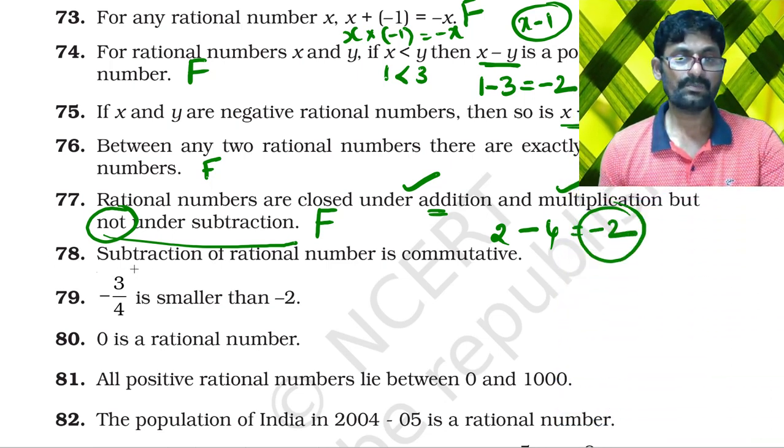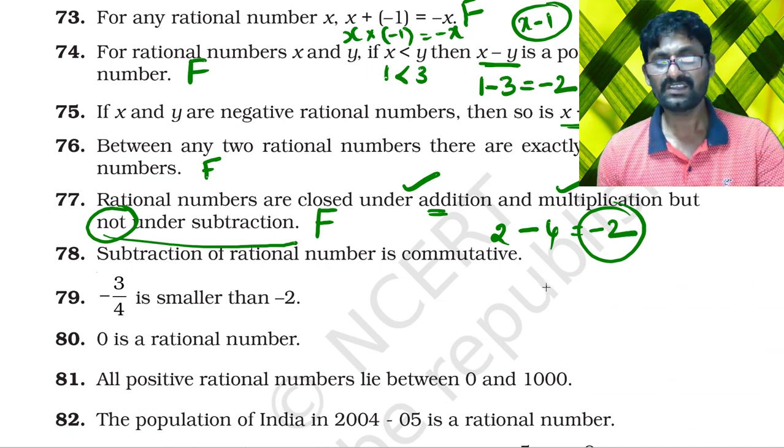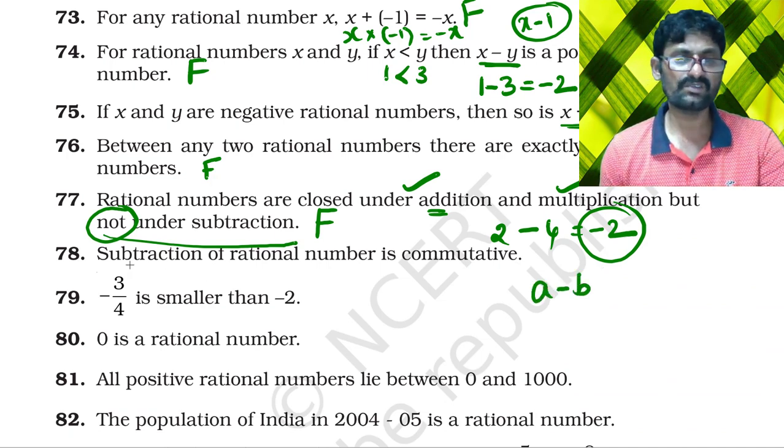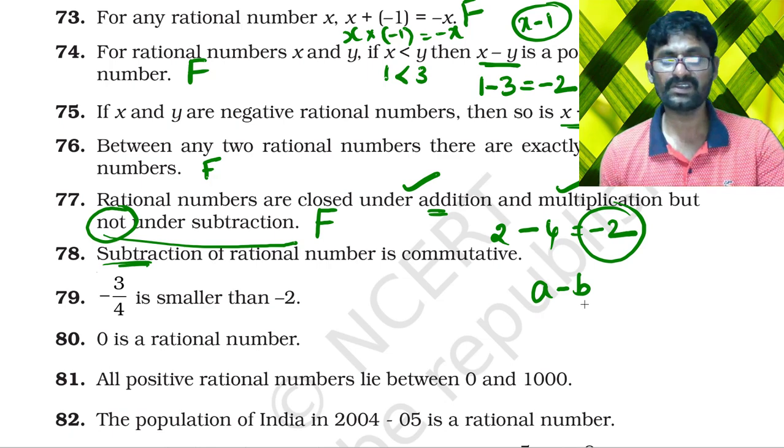78th problem. Subtraction of rational numbers is commutative. What is commutative means? A minus B. Here we are given subtraction. That is why I am taking A minus B. A minus B equal to B minus A. That is the meaning of this one. This is commutative property under subtraction.